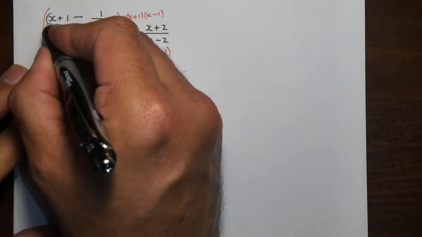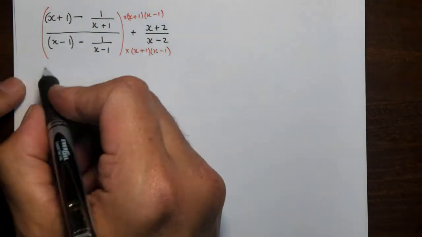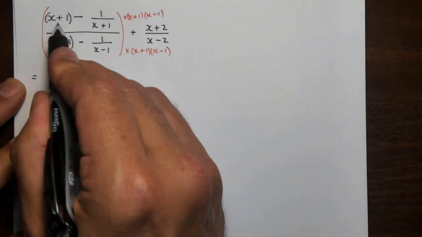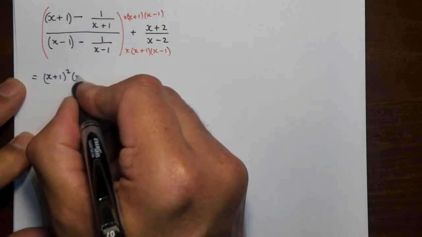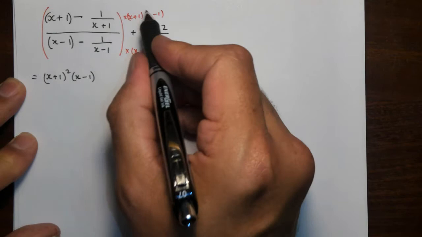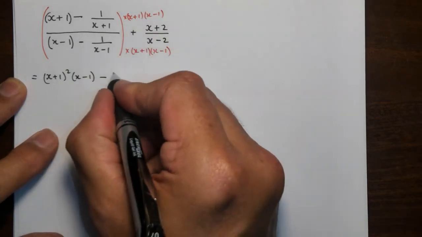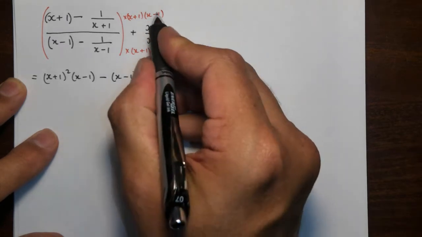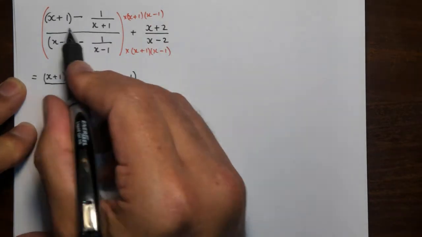So let's do that and let's see where it gets us. Here we can bracket these two terms together. We have x plus 1 all squared multiplied by x minus 1, and this was introduced to get rid of that. So that cancels that out, and I have minus x minus 1 left. Okay, in the denominator, so my complex fraction is gone.